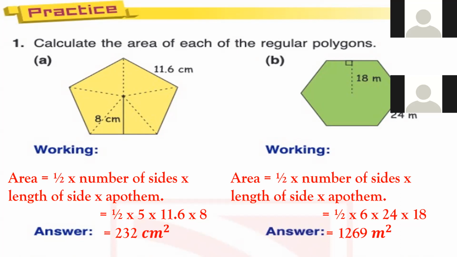Just a moment. 1 over 2 multiplied by 6 will give me 3. 3 times 24 would be 3 times 12, that's 72. Okay, so 72 multiplied by 18. That's 72 multiplied by 18.